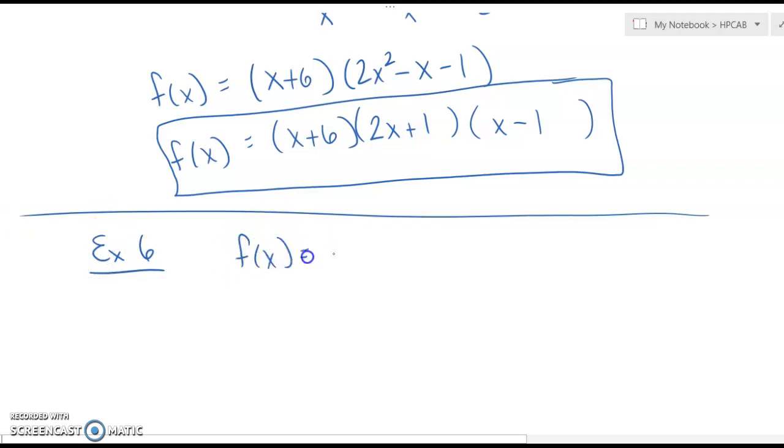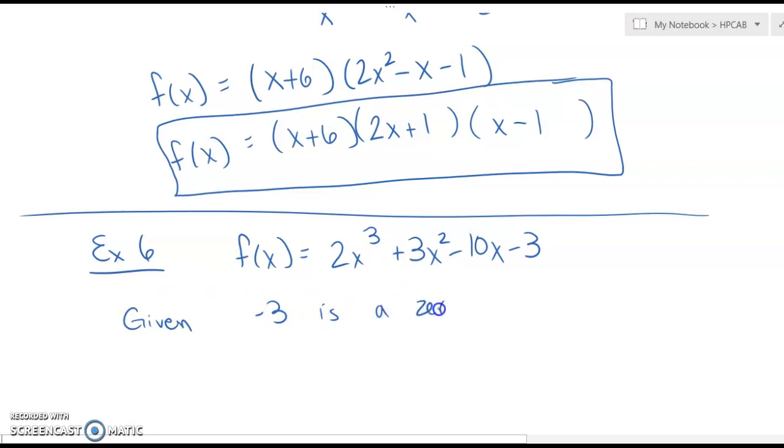F of x equals 2x cubed plus 3x squared minus 10x minus 3. All right. What we're going to do is, let's say that we're given -3 is a 0. We're going to find the rest algebraically.